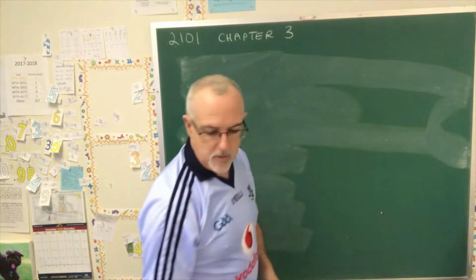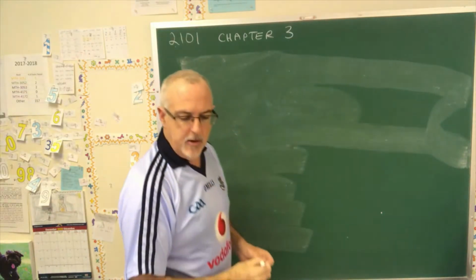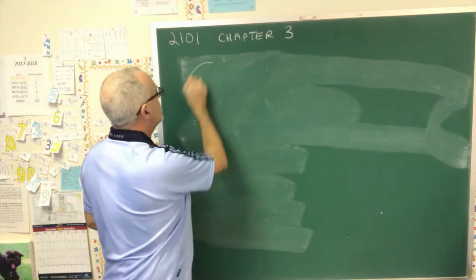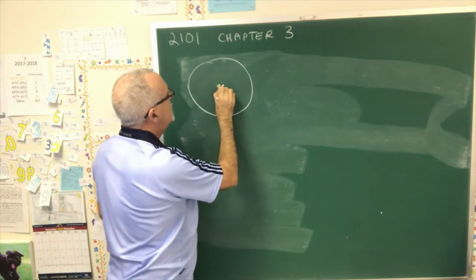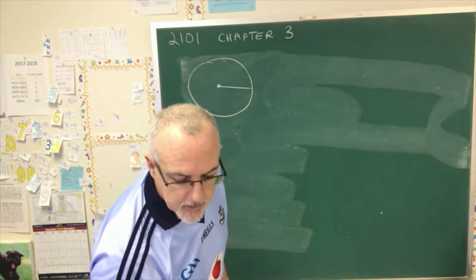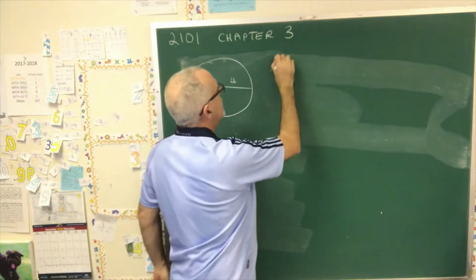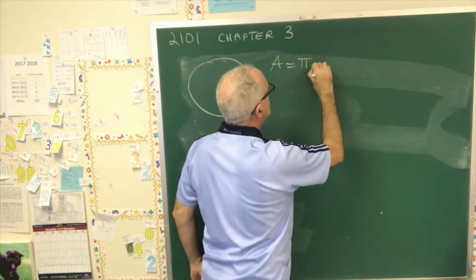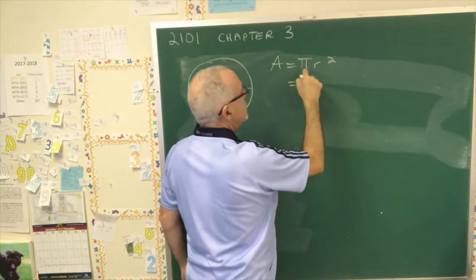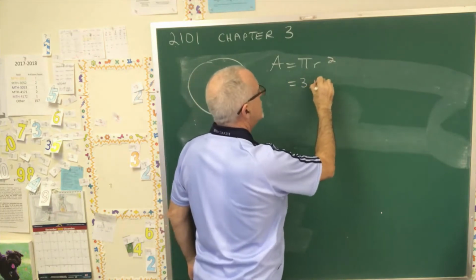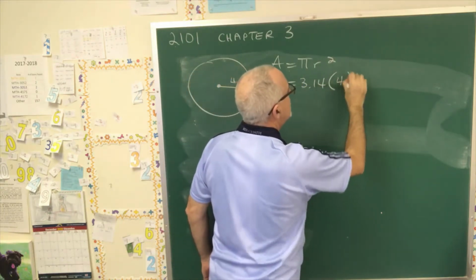I want to do an area formula. I'm going to do an area of a circle. So we have a circle. Its radius is 4. And we want to know the area. Area equals pi r squared. I'm using 3.14 for pi, so it's 3.14 times 4 squared.